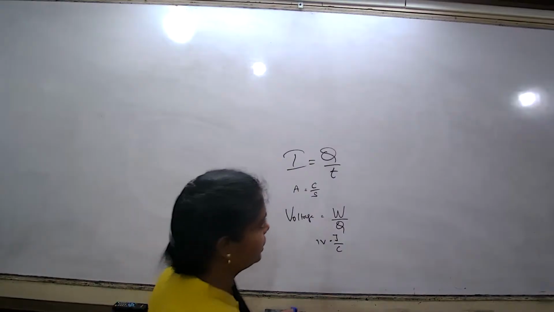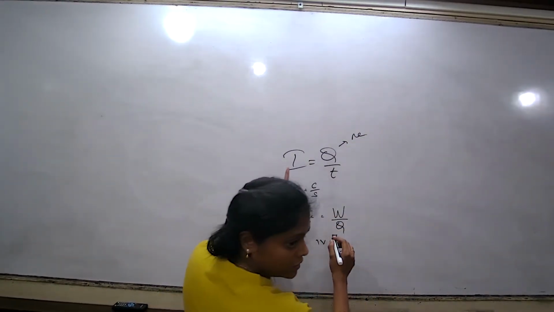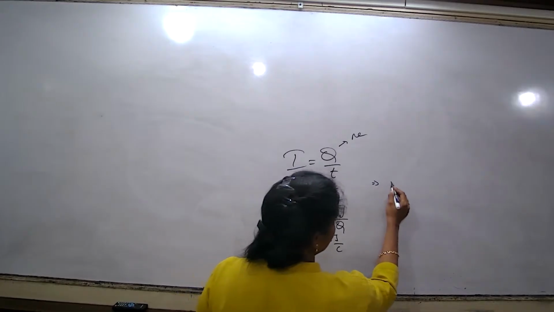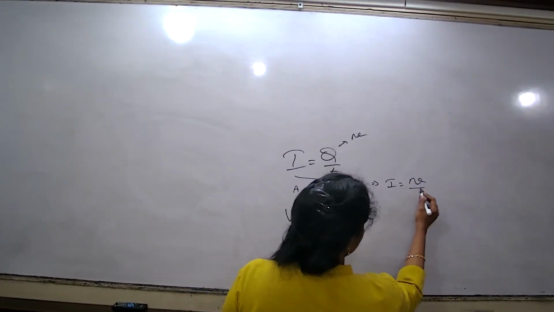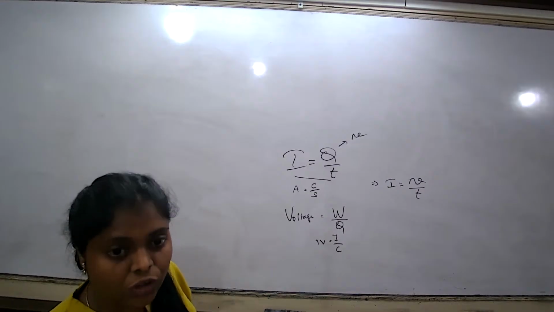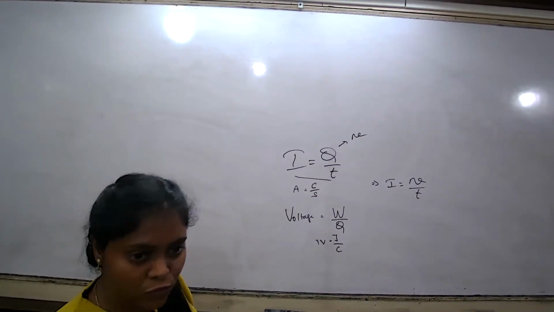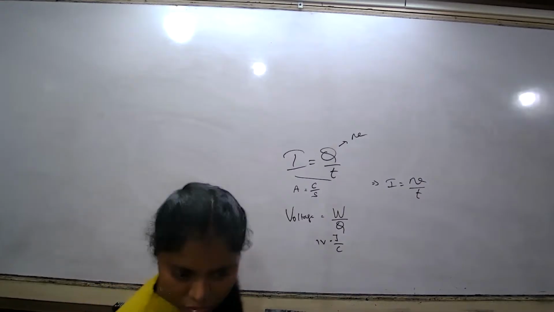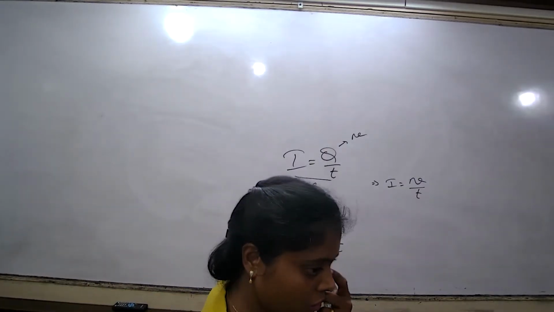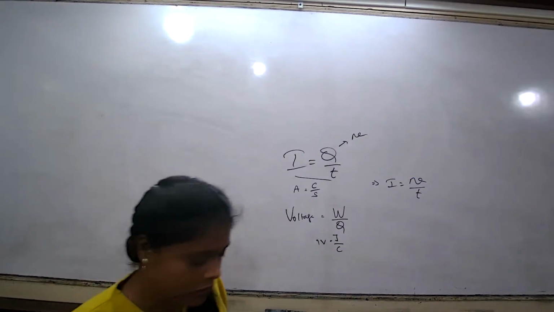Charge is nothing but the number of electrons. So we can rewrite this formula as I equal to Ne by T. So all the formulas in this chapter are interlinked. Okay, no need to mug up any formulas. All the formulas are interlinked.